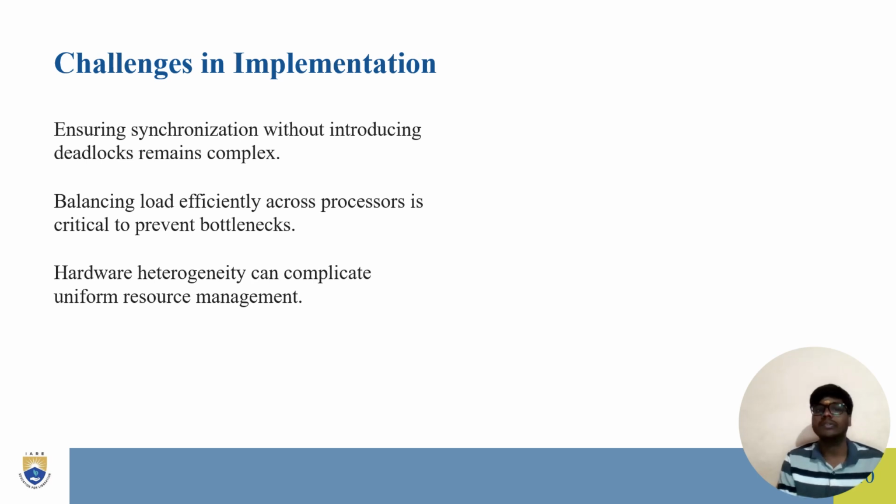Ensuring the synchronization without introducing deadlocks remains very complex for a parallel operating system. And also balancing load efficiently across processors is very critical so that no processor is overloaded. So balancing load efficiently is most important across the processors. Hardware heterogeneity can complicate uniform resource management.